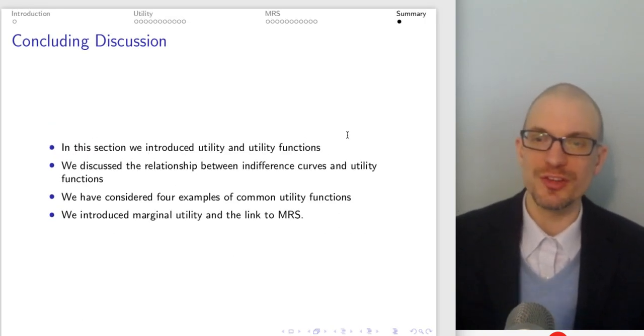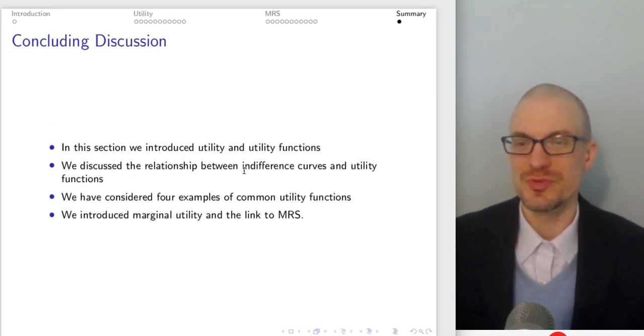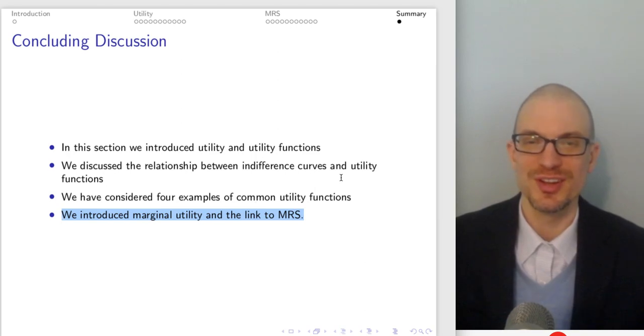Okay, so here we discussed utility and utility functions, discussed the relationship between indifference curves and utility functions, considered our 4 examples of common utility functions, and introduced marginal utility and the link to MRS.